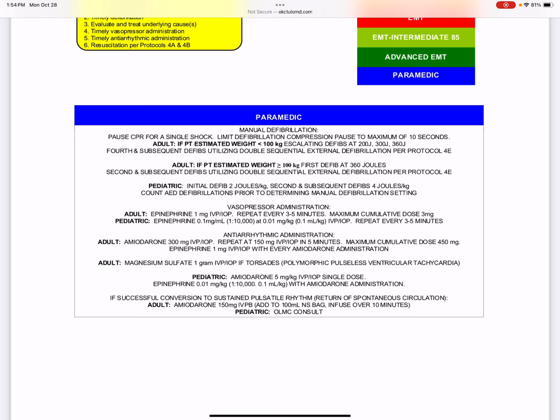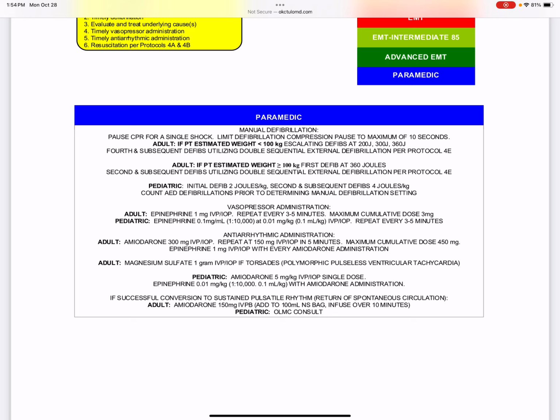So when you go back to what we were talking about earlier with the double sequential shock and what we talked about with the weight and everything, it's right here. So if the patient is less than 100 kilograms, you will start your defibrillation at 200 joules with one monitor, even if you have 2 monitors on scene. You can go ahead and hook up the other monitor and all the pads and stuff, but you don't want to waste any time to do that.